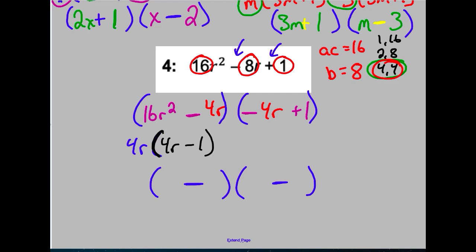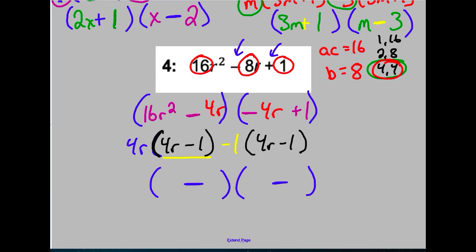And then for the next one, -4r and 1, what do they both have in common? Well, they don't have a whole lot in common. But remember what we want to happen. We want to get the same thing here that we got back here. We want to get 4r minus 1. So what could I factor out of both a -4r and a +1? Well, I could factor out a -1. Basically think of it, I'm switching each of their signs. So that would give me a +4r and a -1.